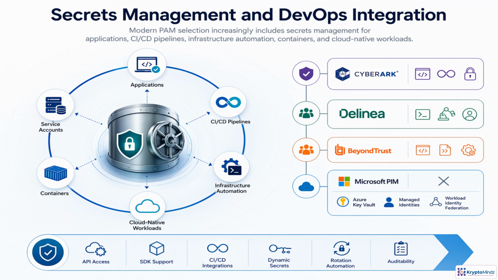Secrets management extends PAM beyond human administrators to machines and software. In DevOps environments, pipelines, applications, containers, service accounts, and cloud workloads should request credentials programmatically from a vault rather than storing them in code or configuration files. Strong options need APIs, SDKs, CI/CD plugins, short-lived or dynamic secrets, automated rotation, and audit trails.